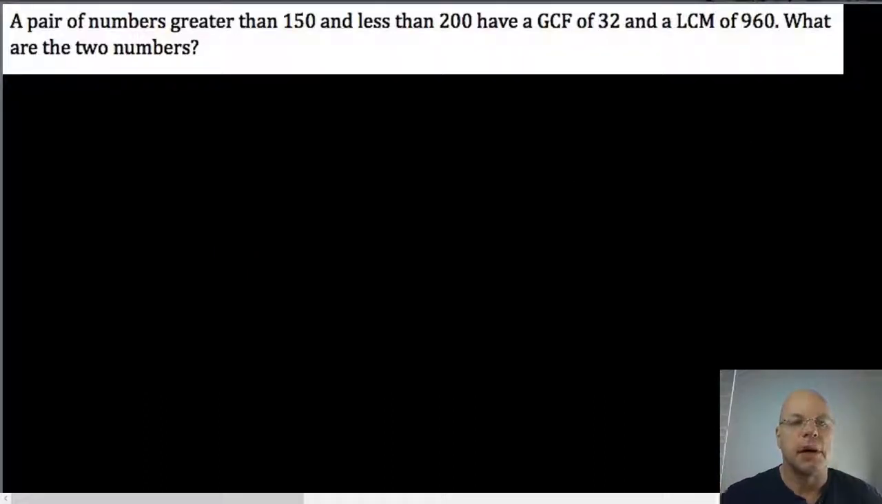Problem number 11. A pair of numbers greater than 150 and less than 200 have a greatest common factor of 32 and a least common multiple of 960. What are the 2 numbers? Well, we just did something that starts out very much like the last problem. Let me get the prime factors of 32 again, just so I'm showing my work.